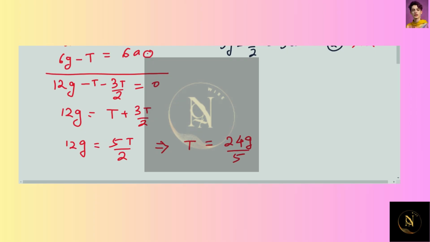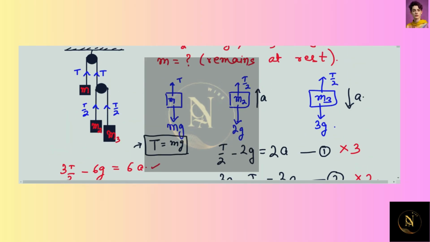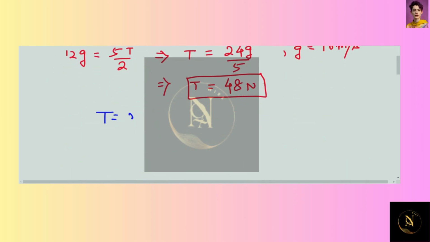So taking the value of G as 10 meters per second square, we get the value of the tension here as 48 newtons. So we take this tension and put it here in the equation. Let's say equation 3. So it was T is equal to mg. So T was equal to m times g. So we put this 48 is equal to m times the value of g, that is taken as 10. So this gives us the value of the mass as 4.8 kilograms.